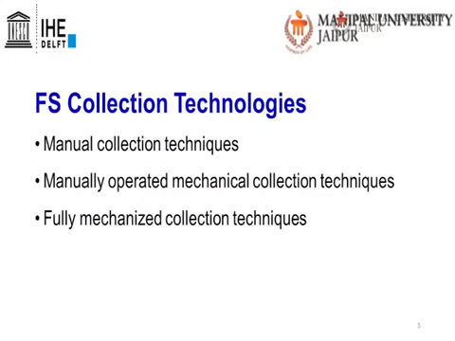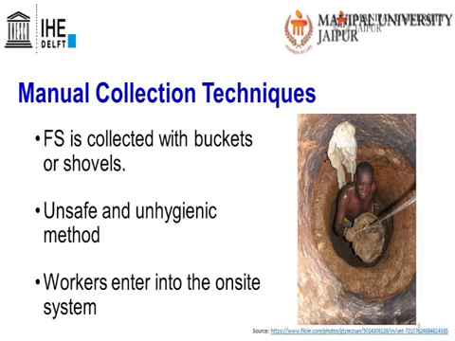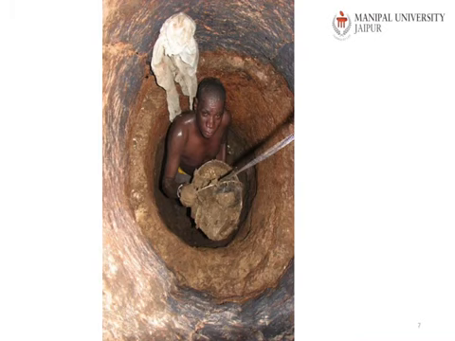Generally, there is a wide range of fecal sludge collection technologies available, which can be categorized into manual collection technology, manually operated mechanical collection technology, and fully mechanized collection technologies. In manual collection techniques, generally the fecal sludge is collected with buckets or shovels, which is an unsafe and unhygienic practice. Mostly, it requires the worker to enter the on-site sanitation system to remove the fecal sludge.